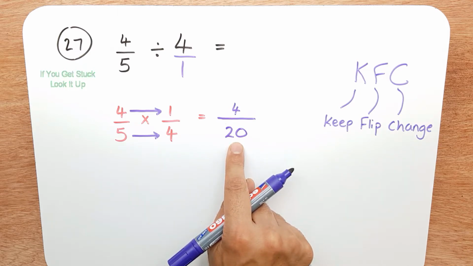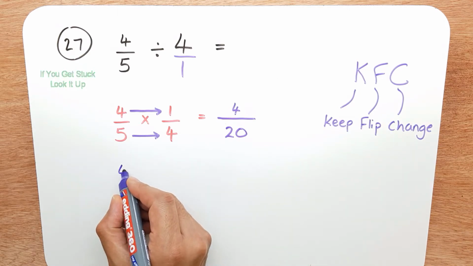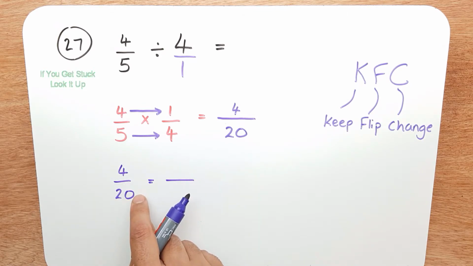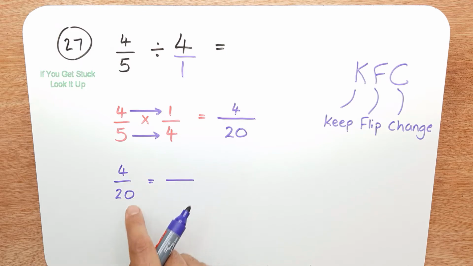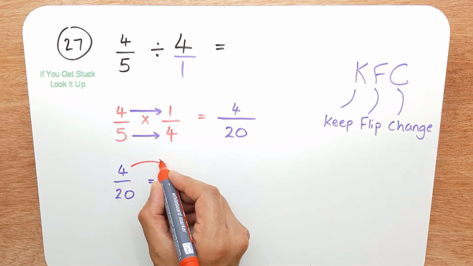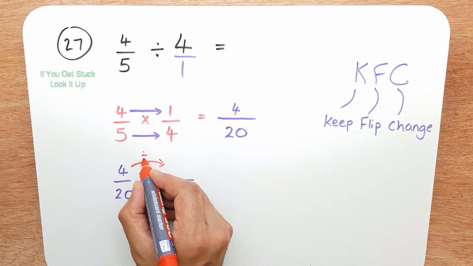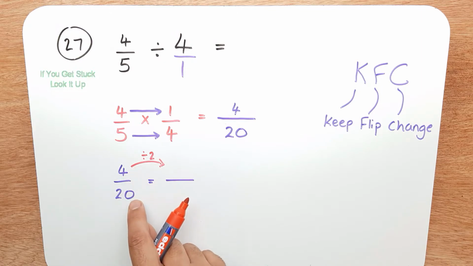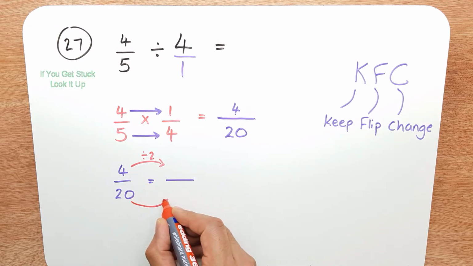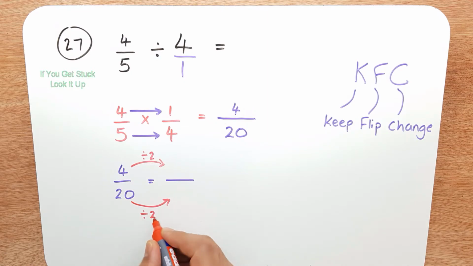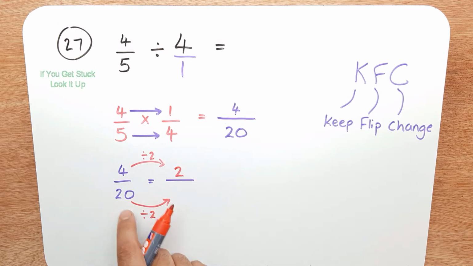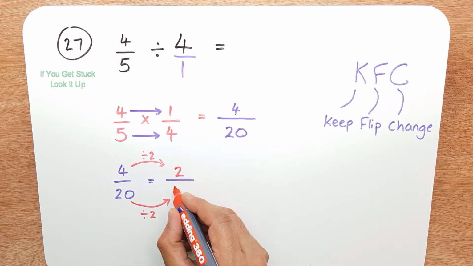I can take this a step further and simplify it. So let's write it here, 4/20. I know that they're both in the 2 times table because they're both even numbers. So that's the easiest way to do it. So I'll divide the top by 2, and whatever I do to the top or the numerator, I have to do to the denominator or the bottom number. So 4 divided by 2 is 2. 20 divided by 2 is 10.